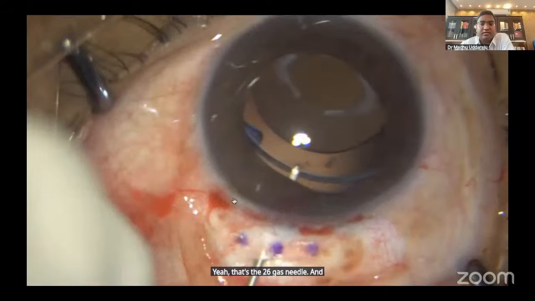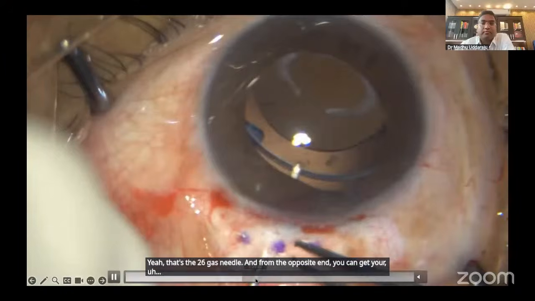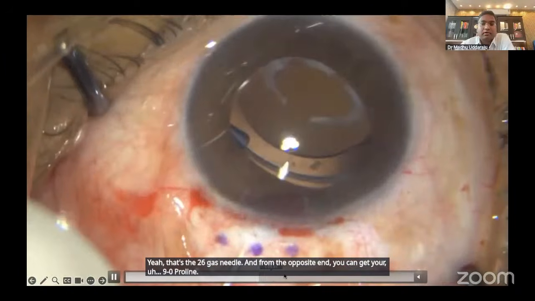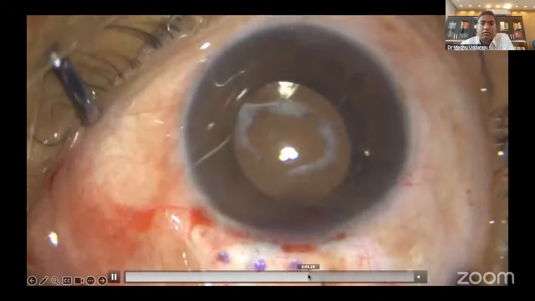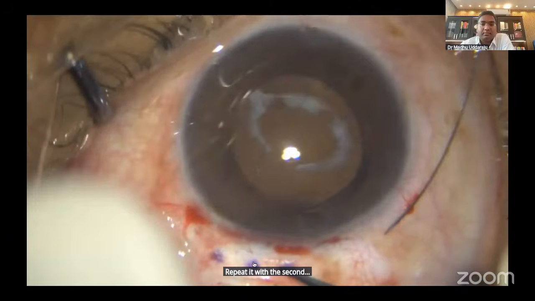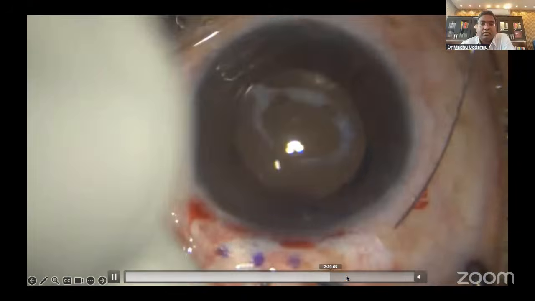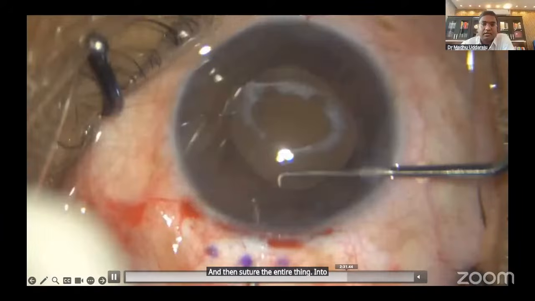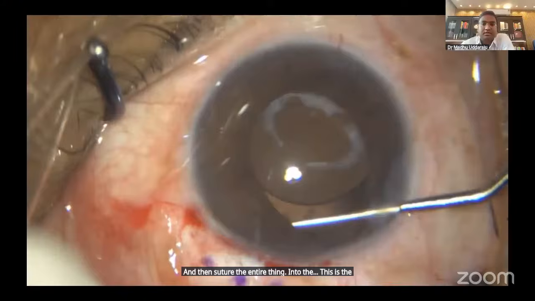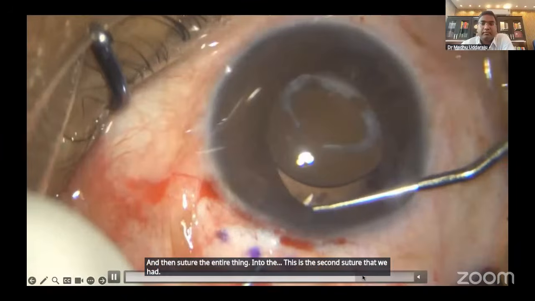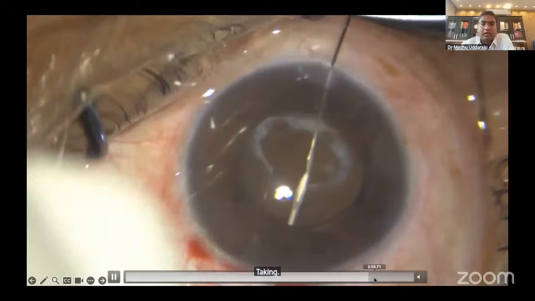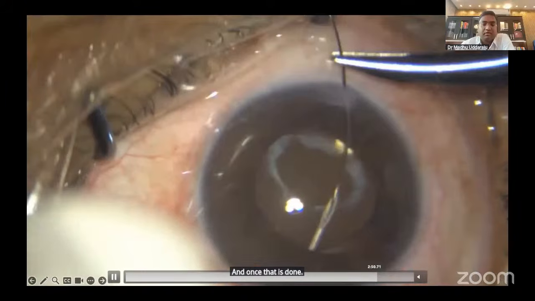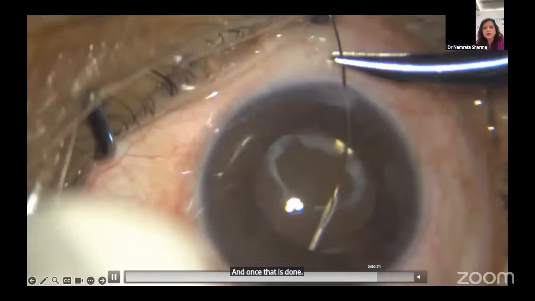And from the opposite end, you can get your 9-0 Prolene, railroad it, repeat it with the second side of the suture, and then suture the entire thing into the, this is the second suture that we are taking. And once that is done, you just need 3 to 4 sutures there.